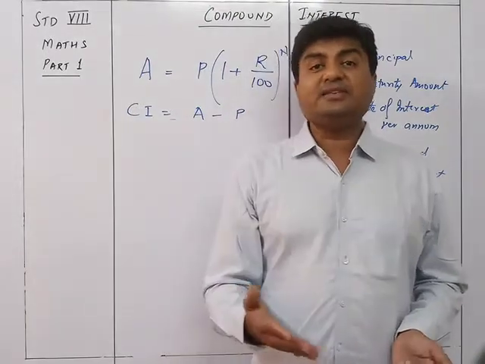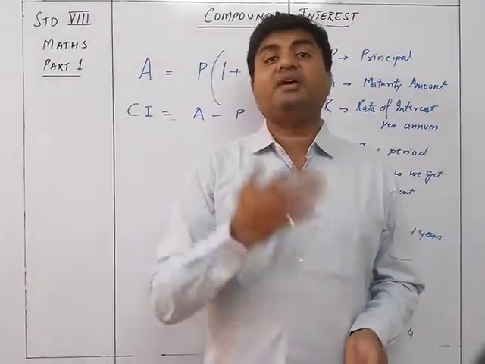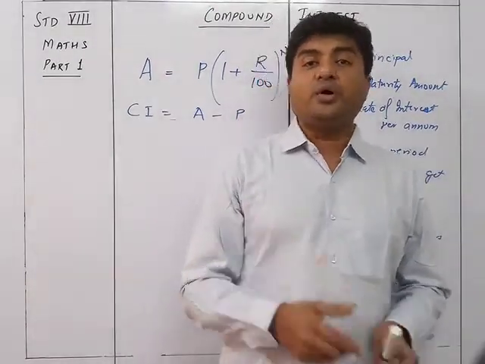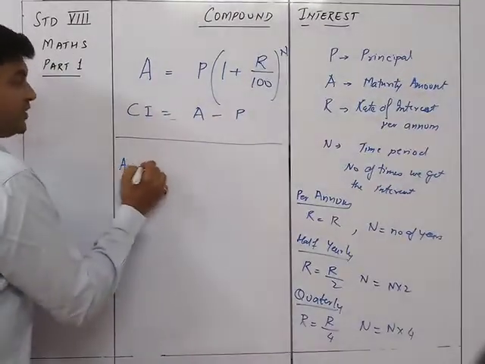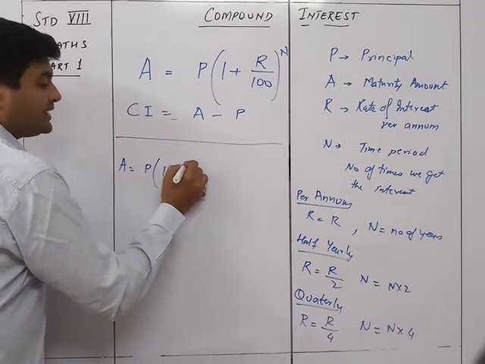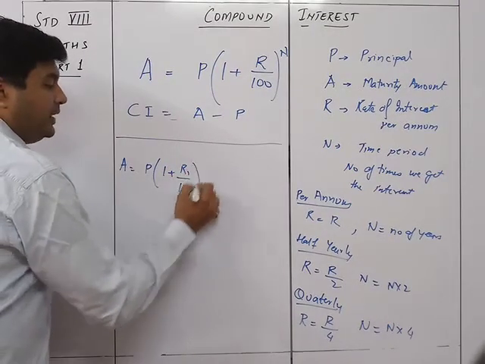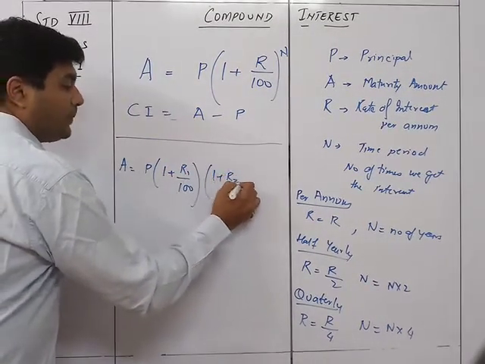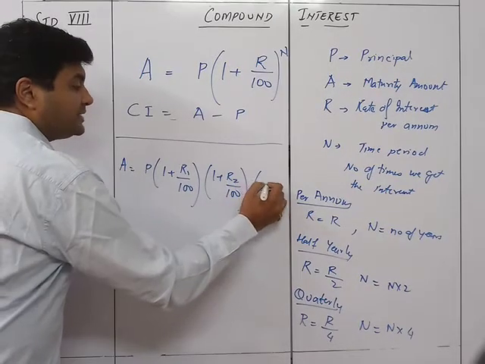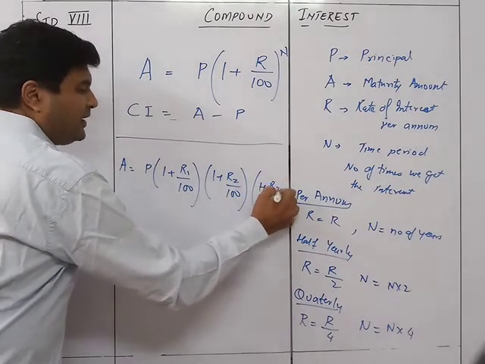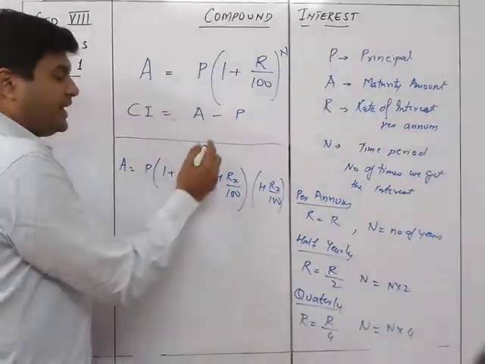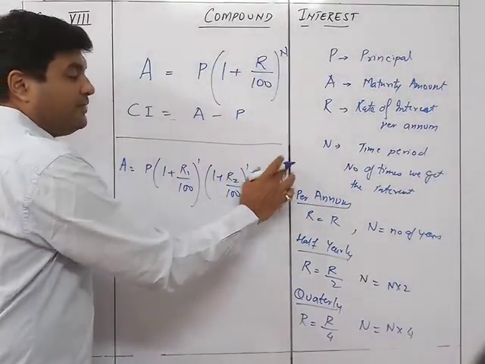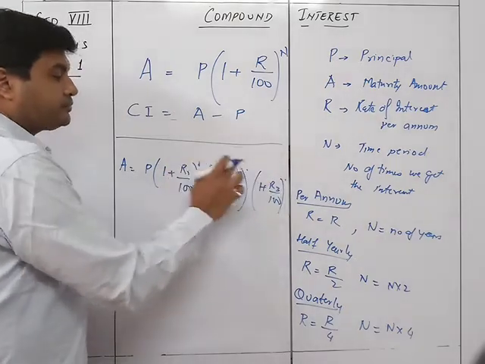In such cases, for successive years, if the rate is different, then you are going to use another formula, and that formula will be equal to A = P(1 + R1/100)(1 + R2/100)(1 + R3/100). It could be further also. So here, because this is for only 1 year, every time n is only 1. So that's why we are eliminating the n.